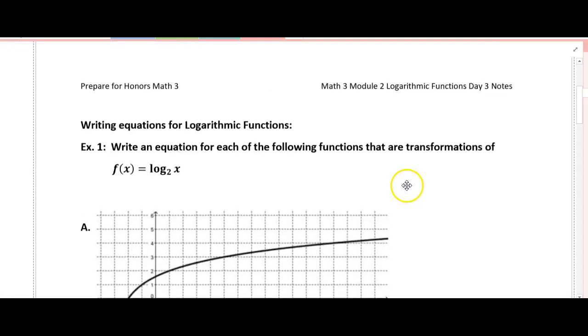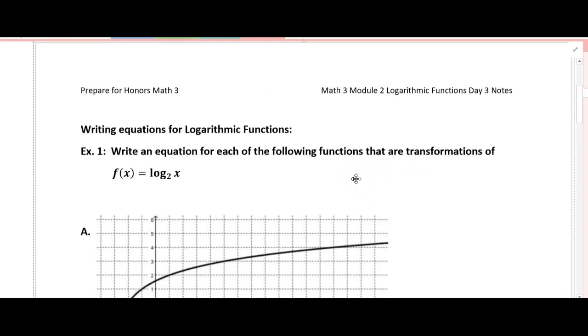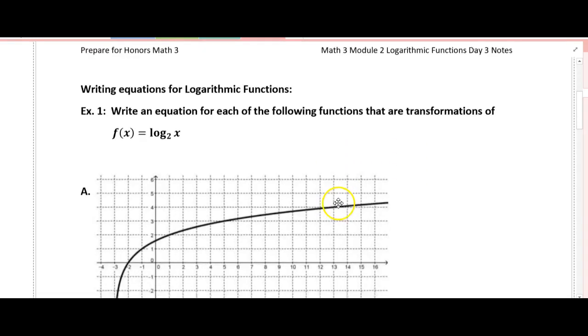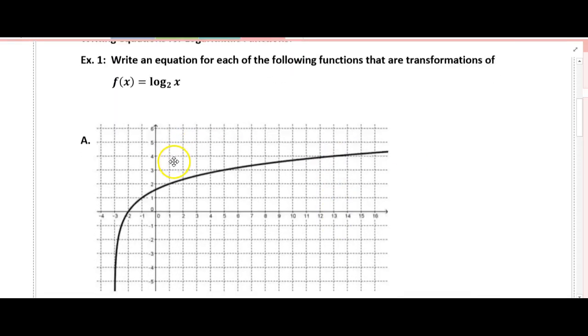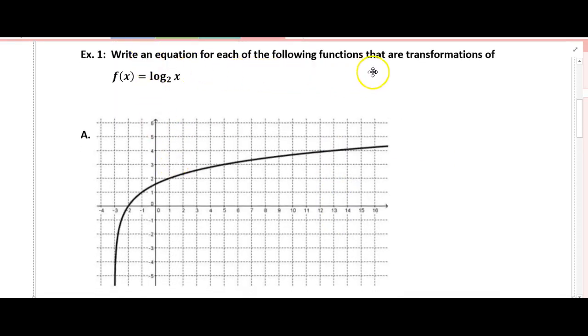All right, so in the last section, we took logarithmic functions and we graphed them. Today, what happens if we're given the graph of the transformed function and we're asked to write the equation of a function that's been transformed? It says write an equation for each of the following functions that are transformations of f of x equals log base 2 of x. So this graph has been transformed.